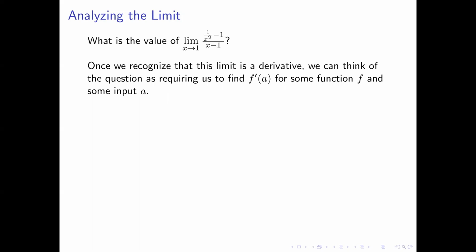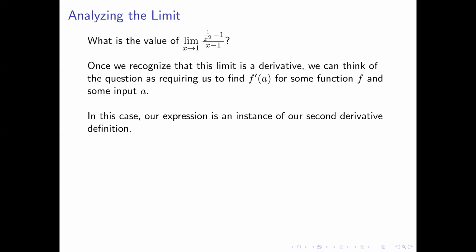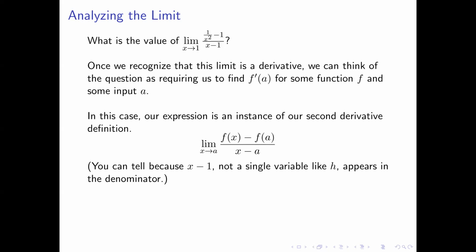If we see that that limit is a derivative, then we can translate this question in our minds into this: find f prime of a for some function f and some input a. And here we're working with the second definition of a derivative, the one we just introduced. There's the general definition here. And notice the thing in the f of x place is 1 over x squared. By the way, you can tell that we're working with the second definition of a derivative because the denominator is x minus 1. In the first definition of a derivative, we usually have just a single variable expression there like h.